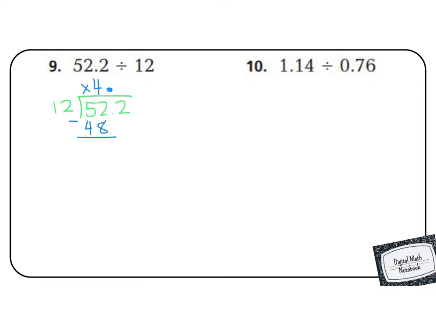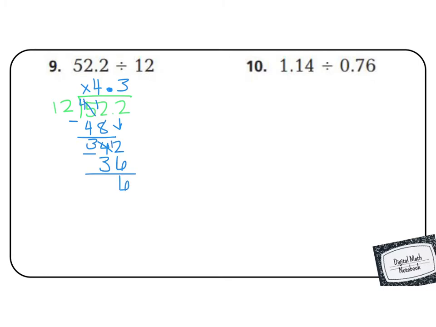Now let's subtract and see what's left over. So 2 minus 8 we can't do, so we borrow. 12 minus 8 is 4, and 4 minus 4 is 0. So we're ready to bring down this 2. Well, we know that 4 is too big because we just did 48, so we're going to have to do 3. And 12 times 3 is 36, so let's subtract. 2 minus 6 we can't do, so we borrow. 12 minus 6 is 6.